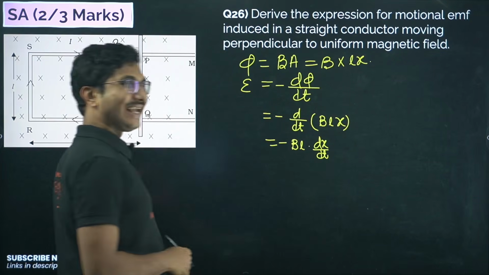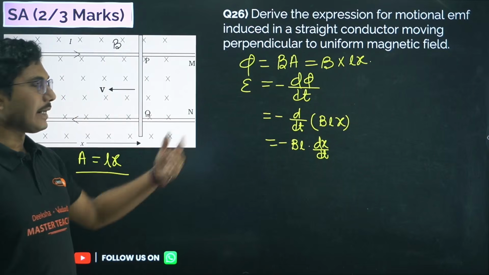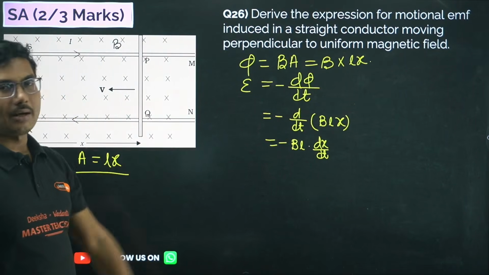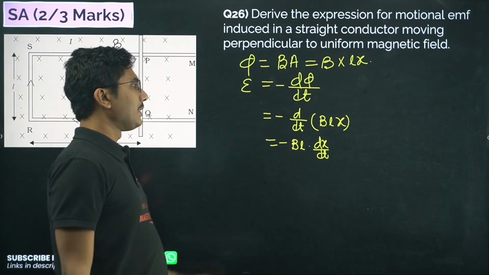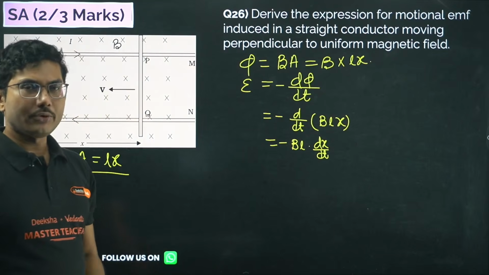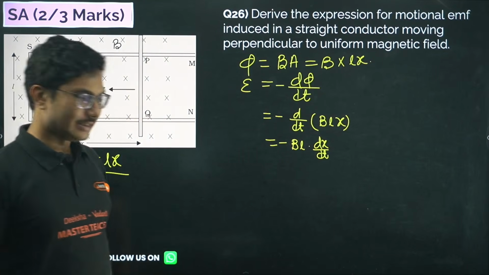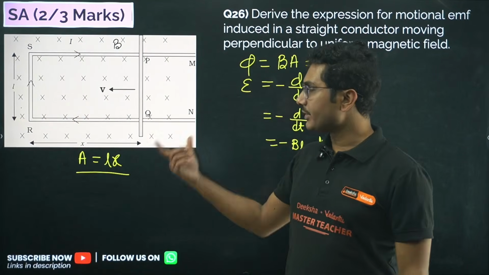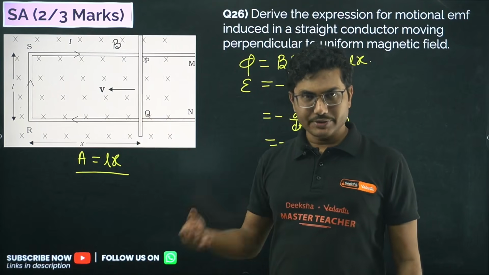Okay, because only x is changing with time. B and L are constant, so that's why they can come out of the differentiation, right? Now you have to figure out what dx/dt is. dx/dt is basically the rate of change of distance. Rate of change of distance is velocity.